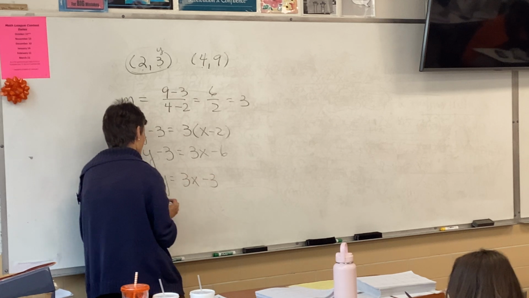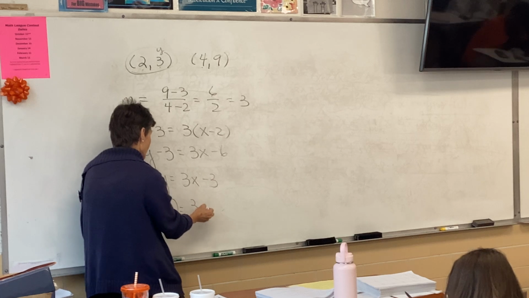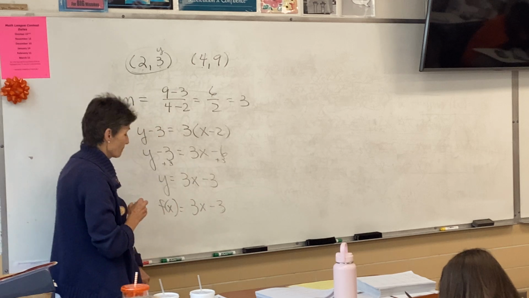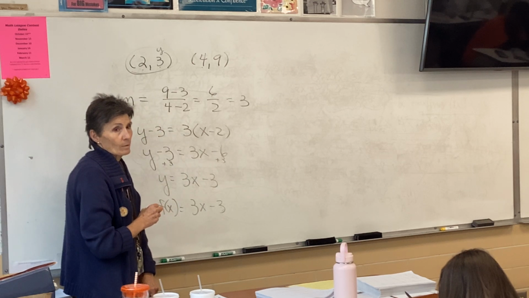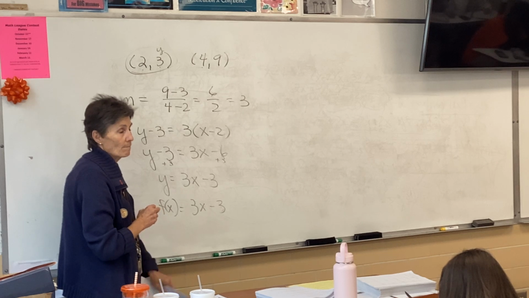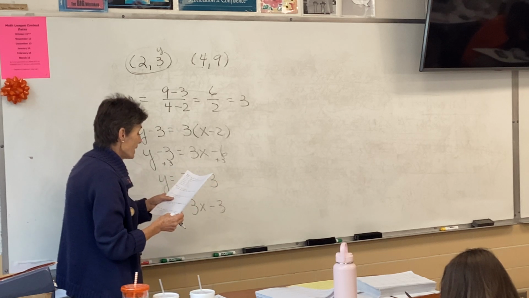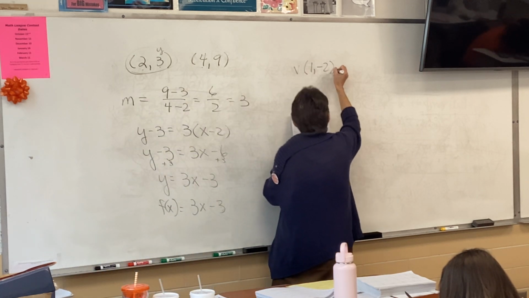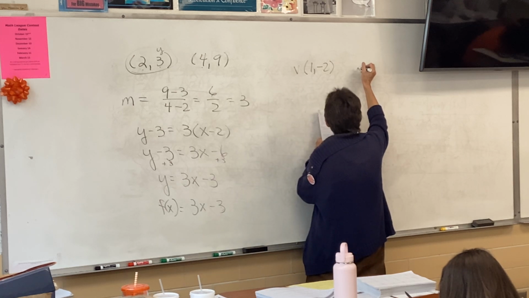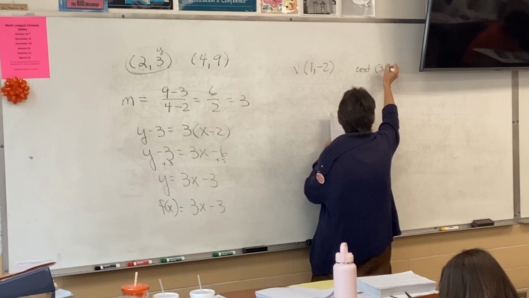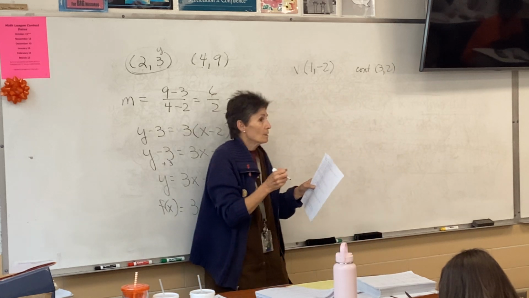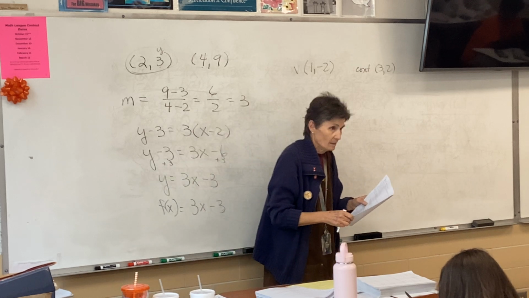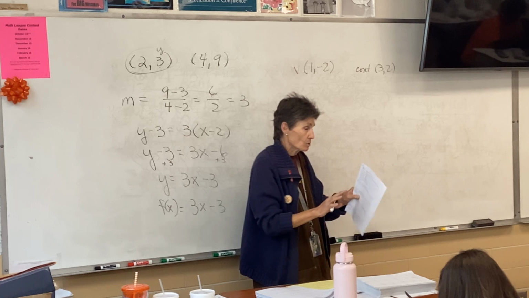Did you end up with your linear function being 3x minus 3? Okay? Now, B is different. Is B a line? No. So will you do slope? No. The only time you do slope is when you're dealing with a line. This is not a line, so no slope.